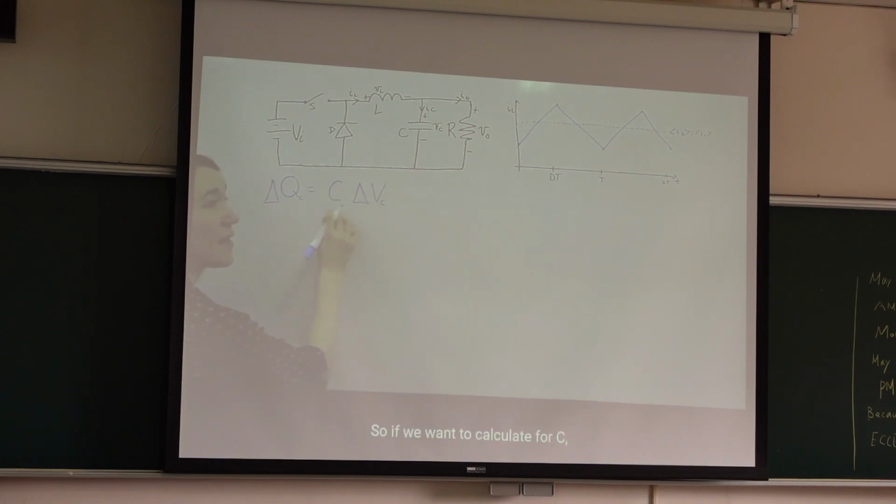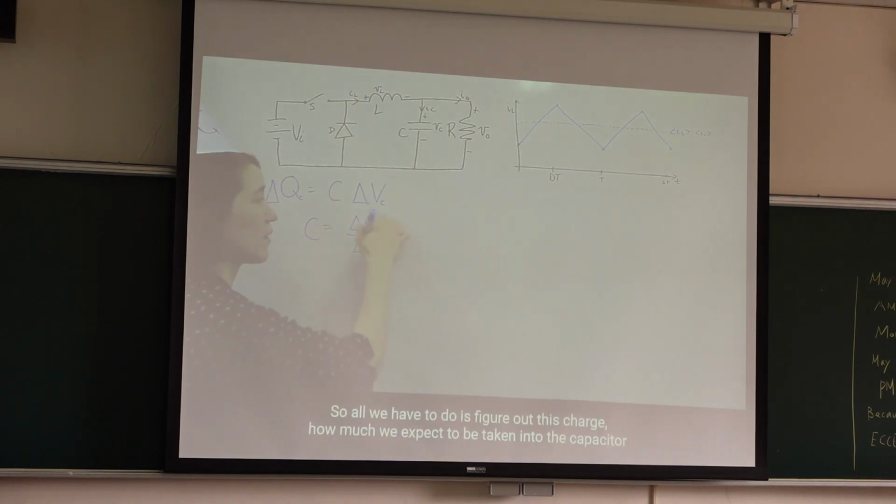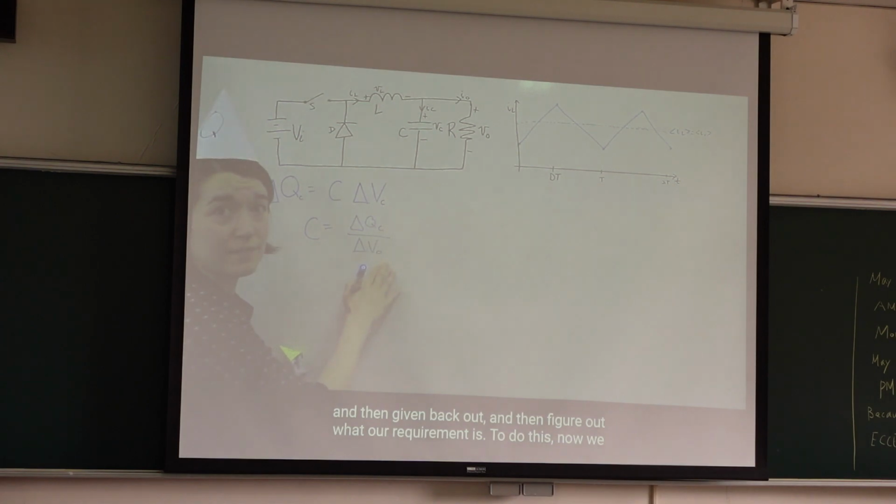So if we want to calculate C, all we have to do is figure out the change in the charge that we expect and divide it by the maximum acceptable output voltage ripple. If you choose a higher C, then delta V becomes small, which means your ripple becomes smaller. So all we have to do is figure out this charge, how much charge we expect to go into the capacitor and then give back out, and then figure out what our requirement is.